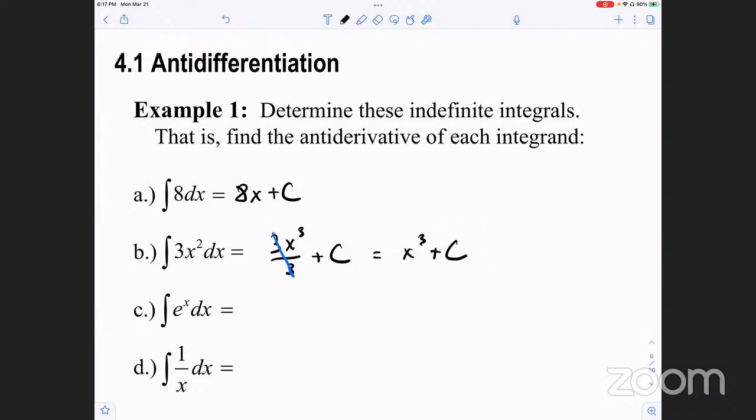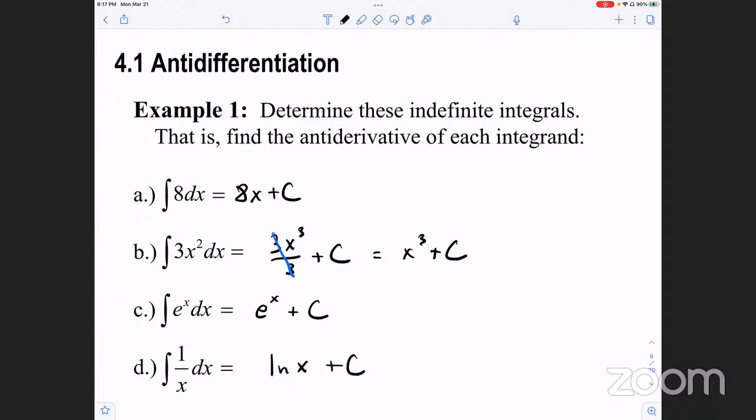e to the x should be itself, because here it should be e to the x plus some constant. The derivative of e to the x is itself, and the constant goes away when we take the derivative. Natural log, is that right? Plus some constant, because the derivative of natural log of x is 1 over x, which is what you see there.